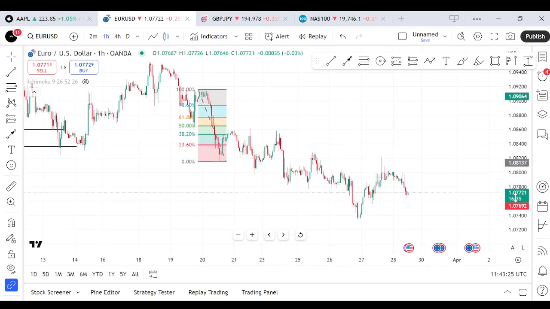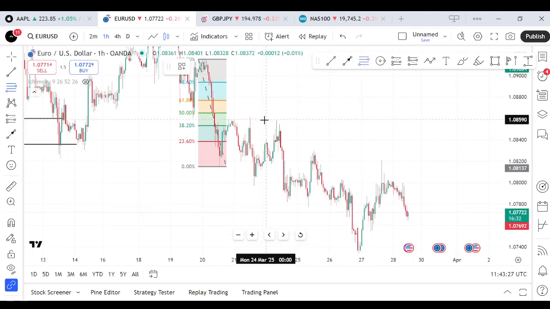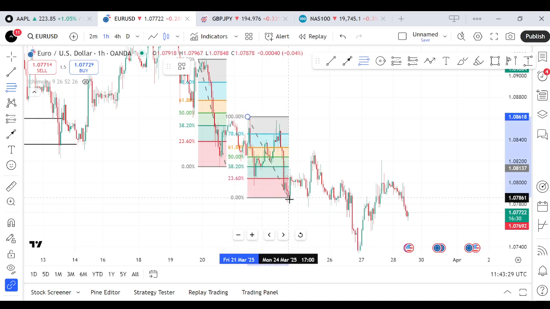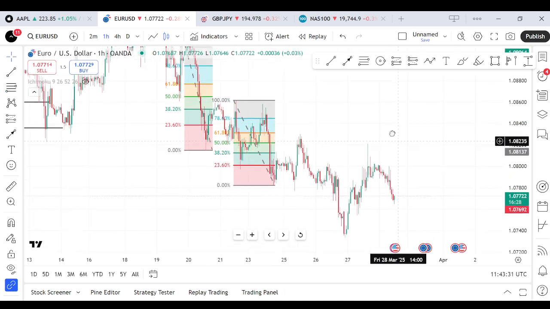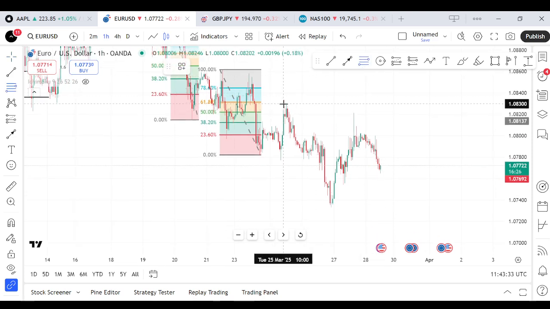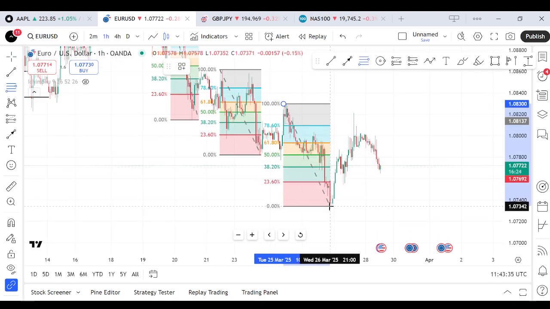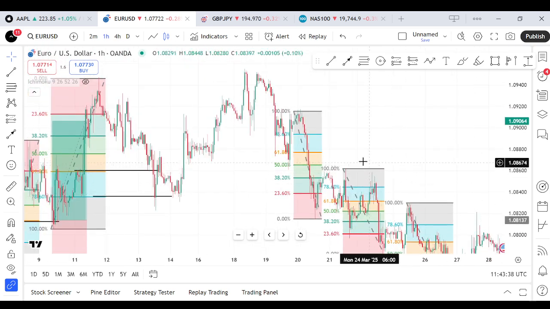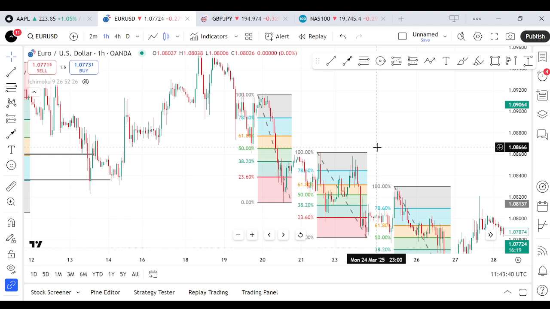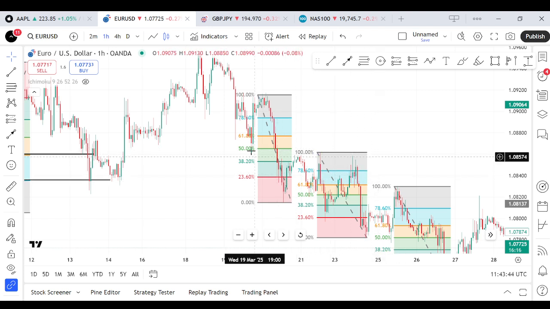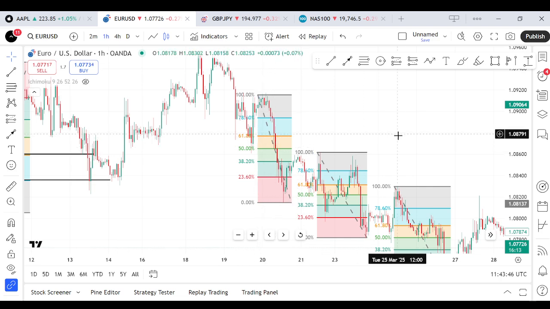We have a swing point here. We have another one here. Have another one from this high all the way to this low. We have another one from here all the way here. Remember, we are in a bearish trend, so these are just swing points. So remember, our key levels are 38.2%, 50%, and 61.8%.